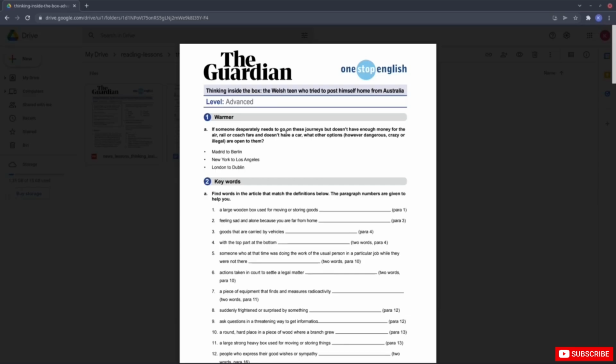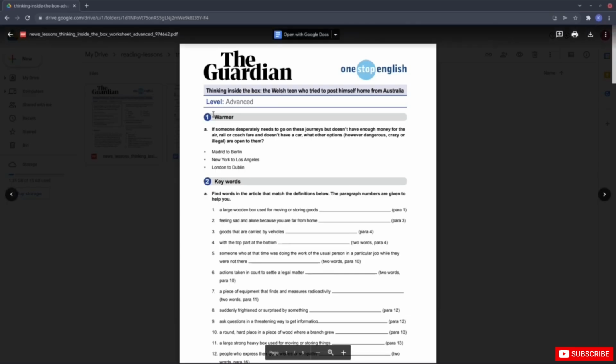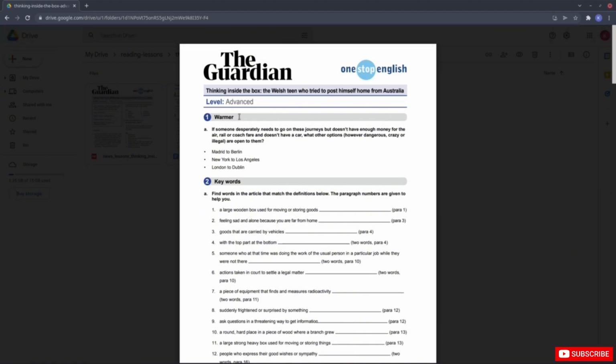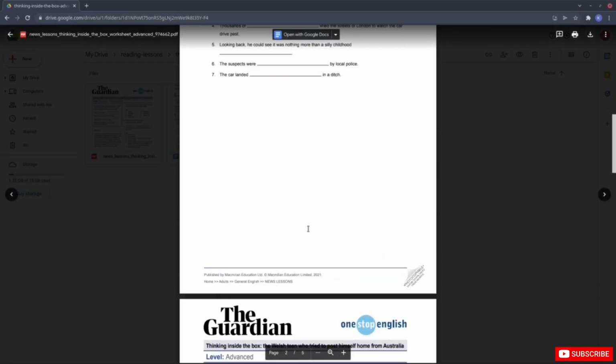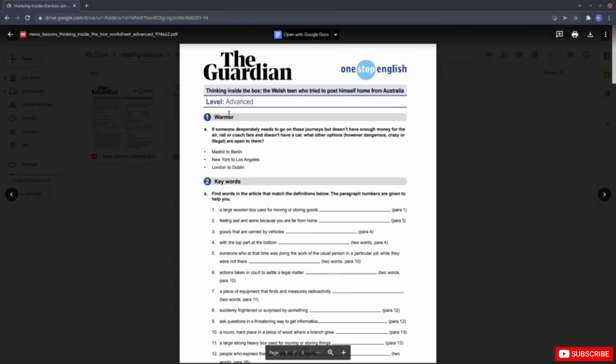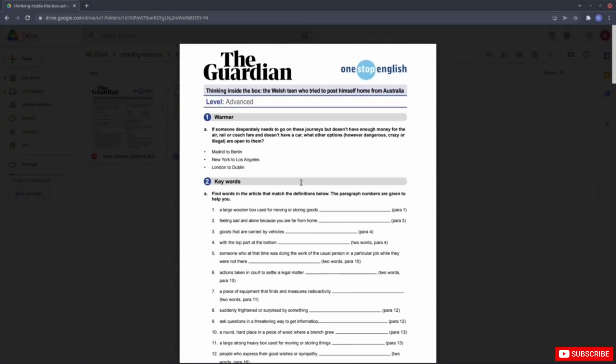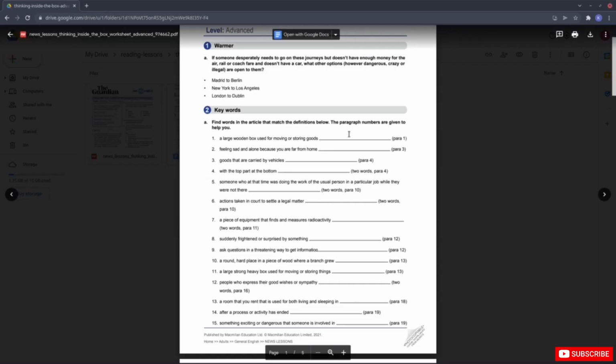but here at the beginning we have a warmer. This is an essential part of our lesson. The warmer gets the student relaxed and ready for the lesson. This warmer also presents the topic of the lesson, so it gets the student thinking about what the lesson is going to talk about, or what they're going to read about down here in this article. So here they have the warmer, and the warmer presents the topic. Here we've got the key words.